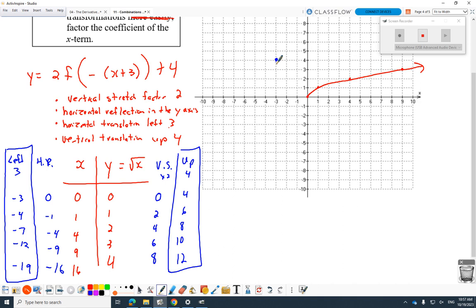So both people are going to get the same answers. It's just how you want to get there. Wait, but where's the vertical stretch? You won't see it yet on that point. Hold on, let me get the other points on, and then you'll see it.